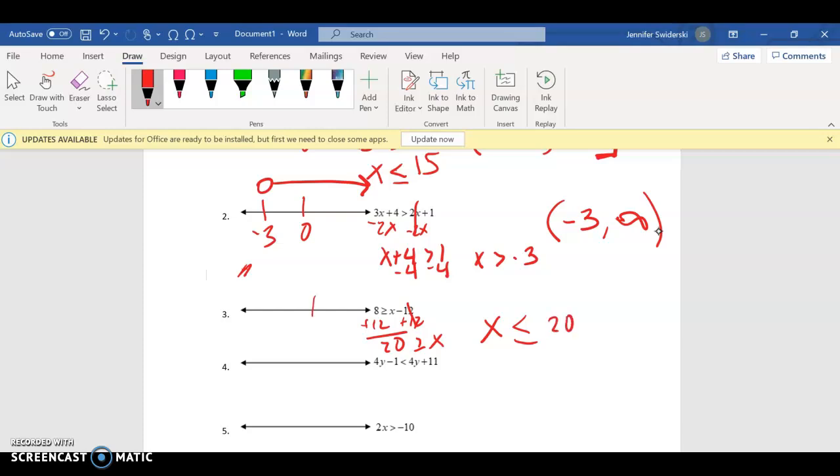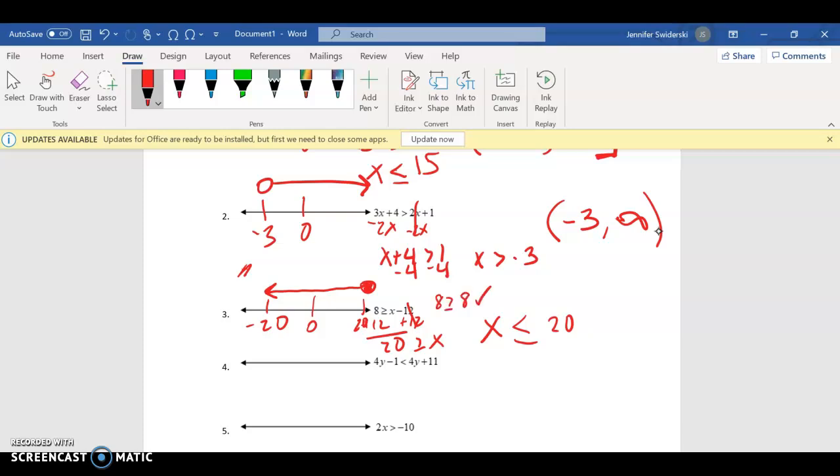So if I write this down, I have, let's just say this is 0. Here's my 20. Here's my negative 20. X has to be less than or equal to, which means my circle is closed, 20. So anything to the left of 20 would make this statement true. So I have 8 is greater than or equal to, let's just put 20 in. 20 minus 12 is 8.